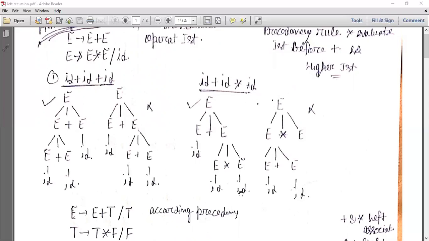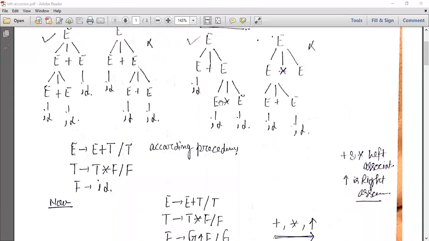id asterisk id is evaluated first in this part, and then plus id. But in this part, id plus id is evaluated first and then asterisk. According to the precedence rule, id asterisk id is evaluated first and then plus. So this parse tree is correct. Now, convert it into an unambiguous grammar.